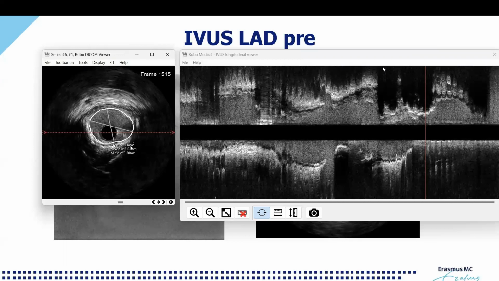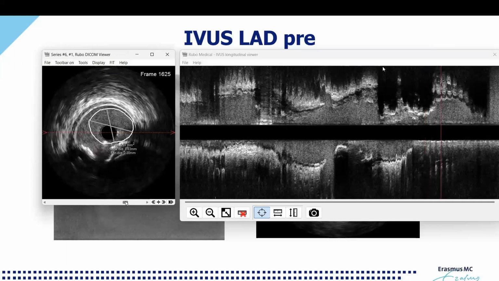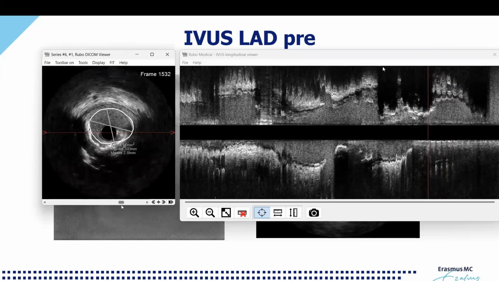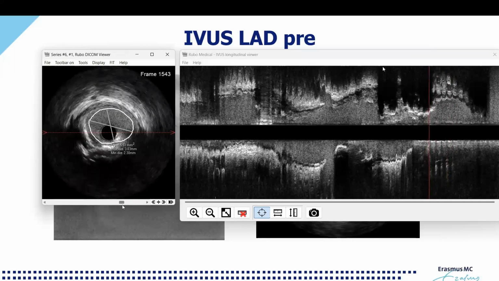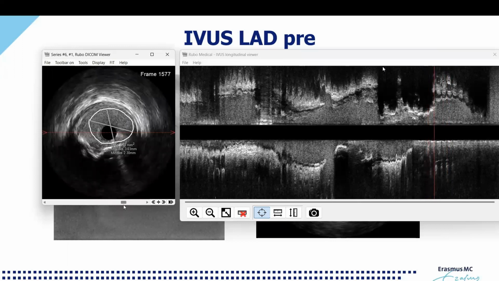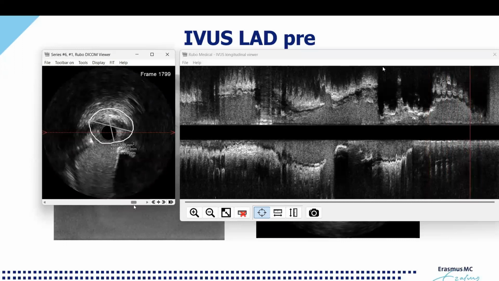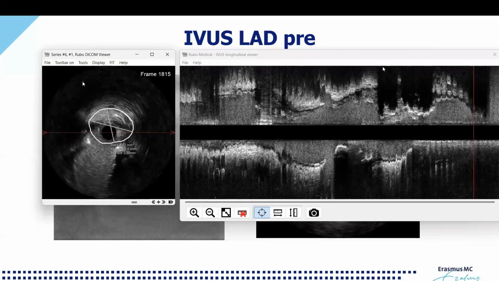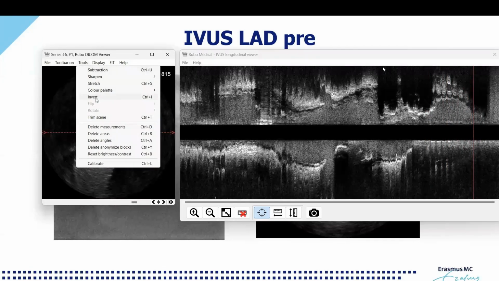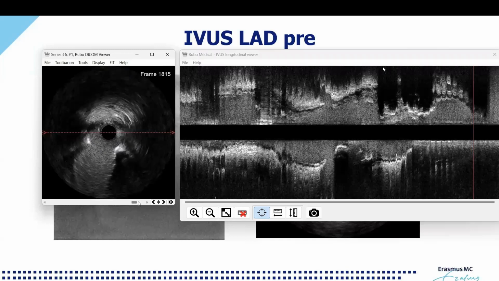Now there is some discrepancy because it was positive in the LAD and negative in the circumflex, but nevertheless 5.5, I think that is with the calcified nodule. Again, the plaque burden here is substantial. It's even difficult to distinguish a healthy reference segment within this left main. See this, and a nodule at the ostium in here.